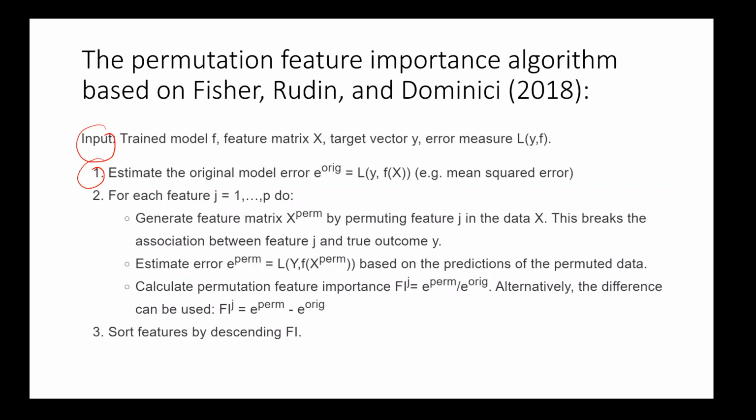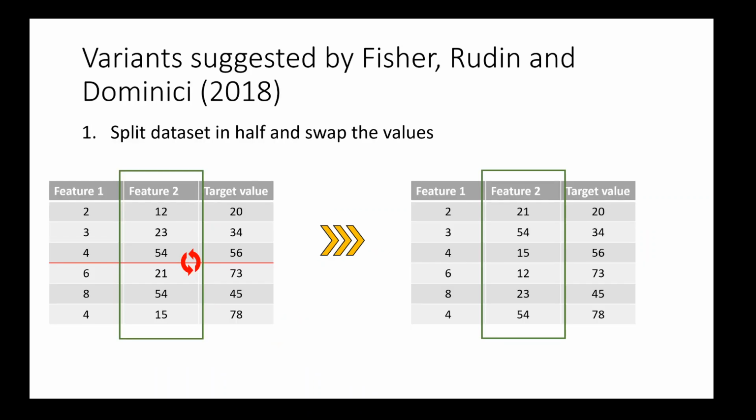After that, for each feature J, a matrix X-perm is generated by permuting feature J in the data X. This breaks the association between feature J and the true outcome Y. Then the error E-perm is estimated based on the predictions of the permuted data. The permutation feature importance is calculated using either the ratio or the difference between the original error and the permuted error. Finally, the features are sorted in descending order based on the importance measure.